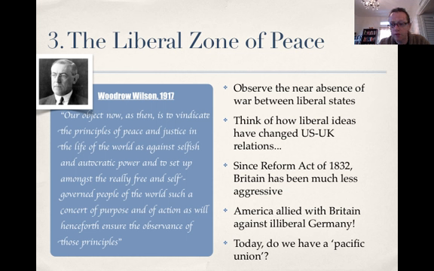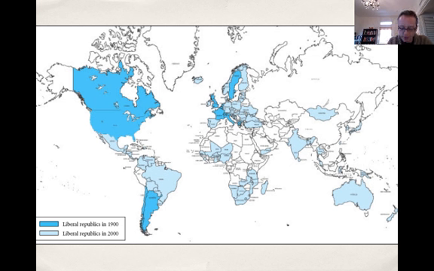Britain. In fact, a Britain eventually allying itself with America in order to fight illiberal Germany twice in history. So that does beg the question about whether that process that we're talking about has some merits to it. So do we have a Pacific Union today? I wanted to show you this slide because I think it's very important.